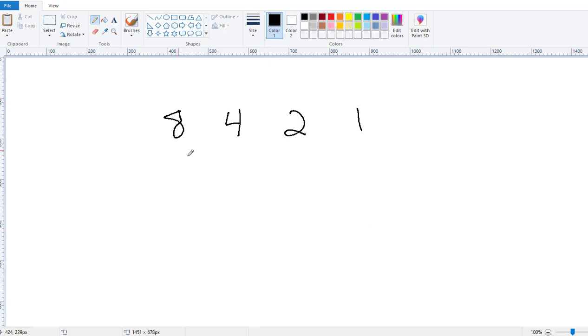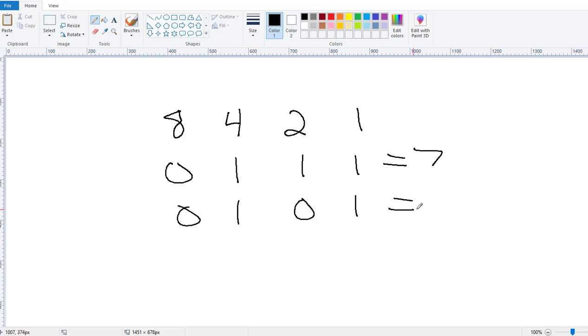Let's say I'm looking for a 7. So then I do 0, 1, 1, 1, and that gives me 7. And if I'm looking for 5, 0, 1, 0, 1, exact same thing. So again, your nibble can be any number between 0 and 15.